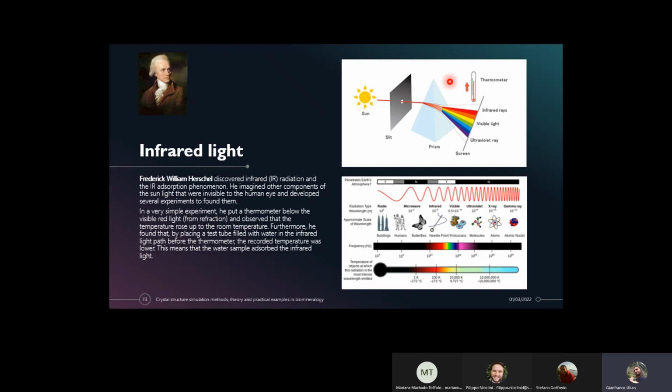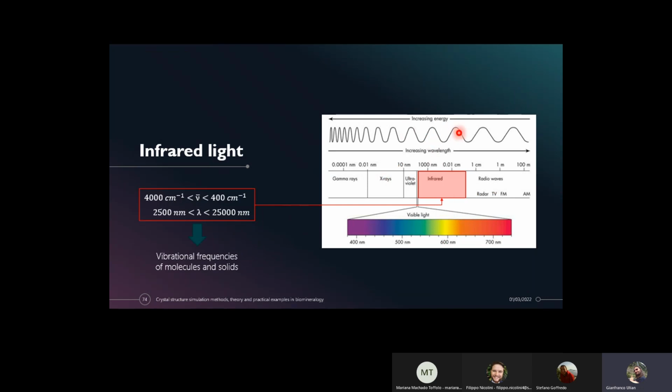This is a hint that infrared spectroscopy is an absorption spectroscopy. Infrared light in the electromagnetic spectrum goes from about 2,500 nanometers to 25,000 nanometers. Converted from wavelength into wave numbers, it goes from 4,000 reciprocal centimeters to 400 reciprocal centimeters. And these are the typical frequencies or energy of vibrations in molecules and solids.